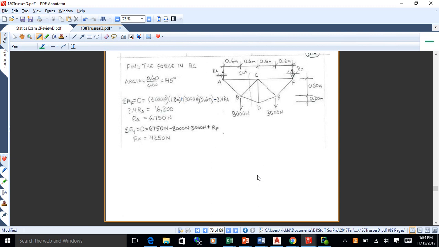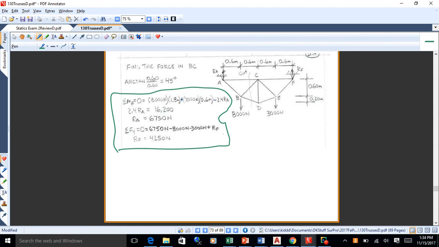Okay, so what you would do is find the reactions, and I went ahead and did that. So I went moments about point F, and I got RA is 6750. And then I did sum of FY, and I got RE is 4250. Okay, so always find the reactions when you're doing this.